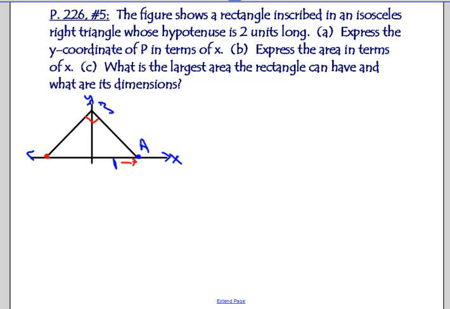The base of the rectangle is going to lie right here on the x-axis. So we'll bring it up a little bit, and we'll draw our rectangle. And you'll note, unlike my picture that didn't come out very well, it should be symmetric. It should be kind of evenly balanced on both sides.